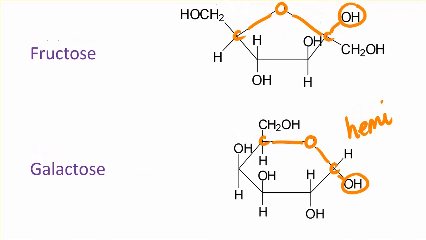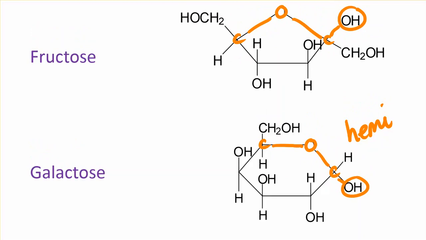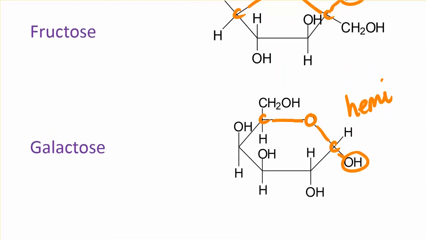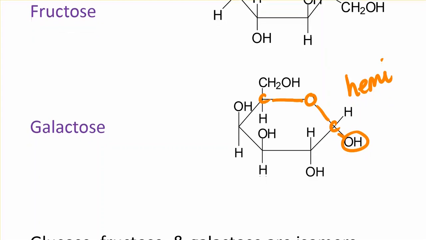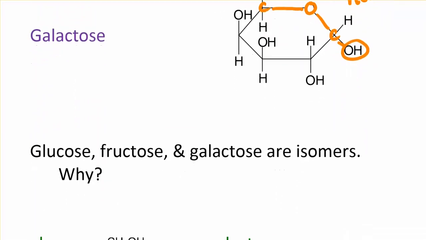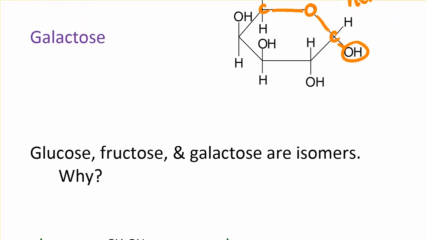You may have noticed that galactose and glucose look very similar. Fructose doesn't look so similar. These are all isomers. Why are they isomers? They all have the same atoms, if we checked. But they have different structures.